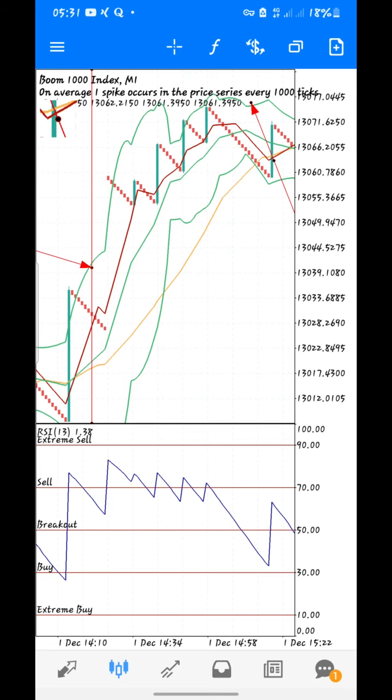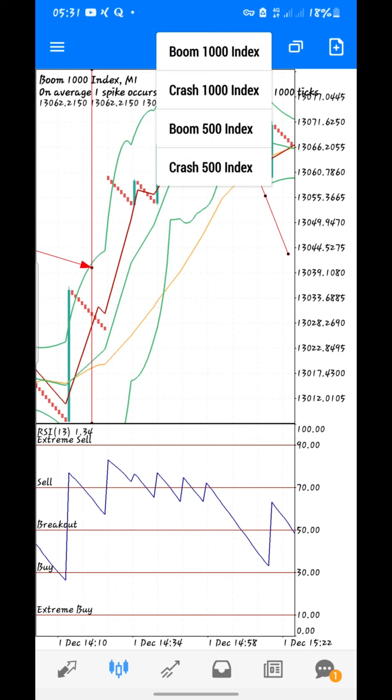The Bollinger bands are trend lines. If the middle one is crossed by the red moving average, this is a sign for us to exit the market. So guys, this is for Boom 1000. Let's move over to Crash. Remember, this also works for Boom 500 too. They are the same thing and they work together.